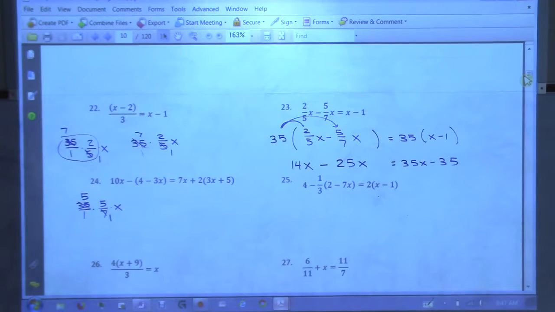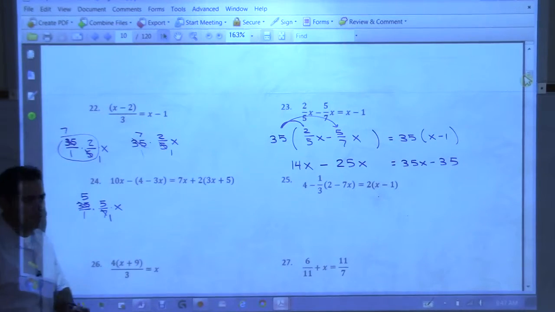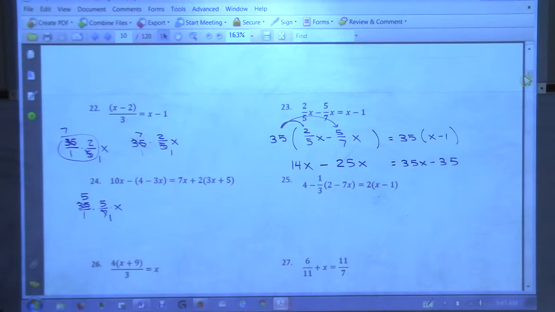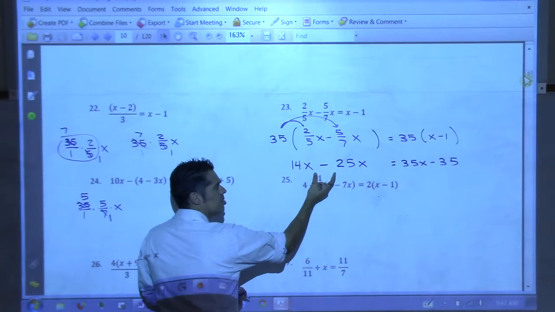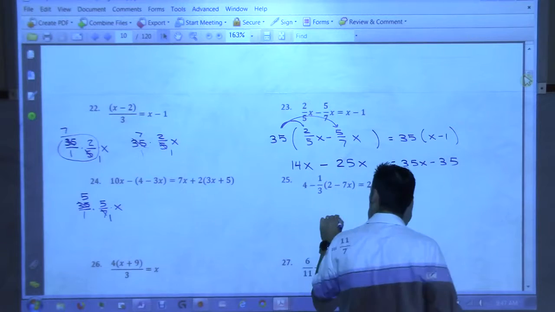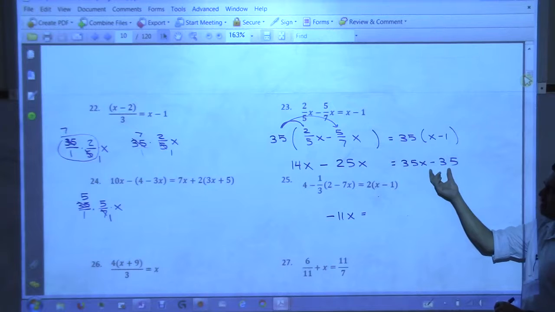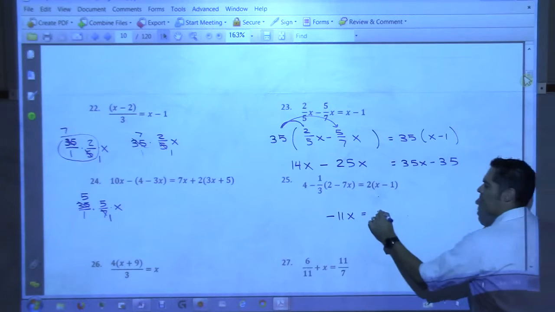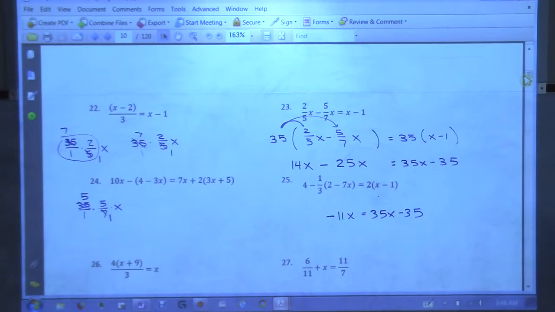This good? See, no more fractions. Now you're working with an equation with no more fractions. So we can go through the process. We collect like terms here, right? These two can go together, right? So what would these two together be? Negative 11x equals, can you put these together? No, right? These can't go together because this has an x, this doesn't. So 35x minus 35. And now, what?